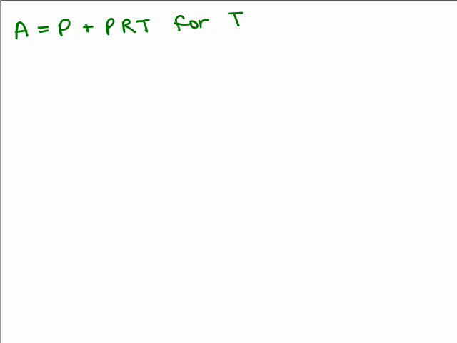Alright, we solved this for T. What if instead we wanted to solve it for P? Let's say we wanted to solve it for P. How would you do this? It's a little bit more complicated. We have A equals P plus PRT because there's a P in two different places. So if you have something like this, it's a little bit tricky.